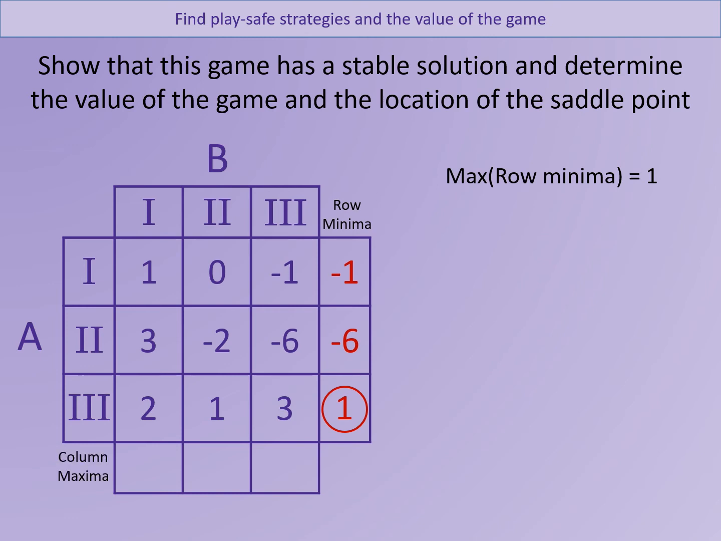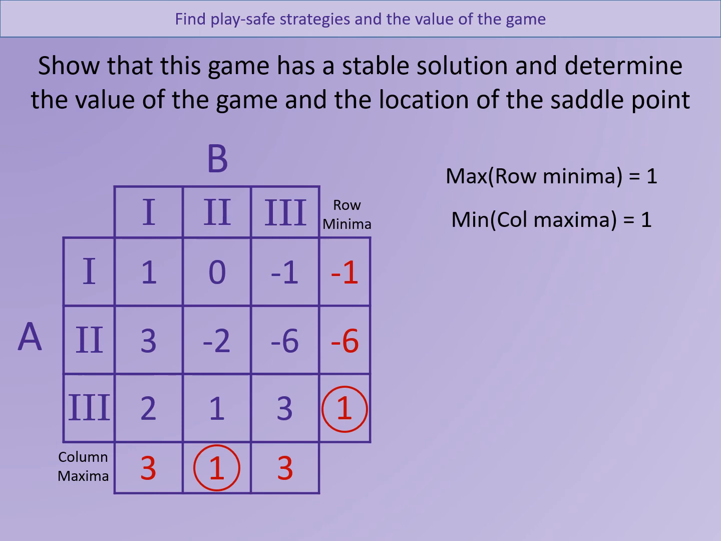Now for B, we're going to consider the maximum value in each column, remembering that large numbers are bad for B because they are losing. So in strategy 1, the maximum in the first column is 3, so that would be B losing 3. In option 2, the maximum number in that column is 1, which represents B losing 1. And in column 3, the maximum is 3. So remembering that we want to minimise the risk, and remembering that small numbers are good for player B, we now need to find the minimum of the column maxima, and the min-col-max is also 1.